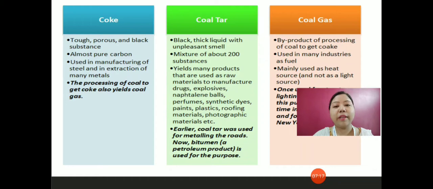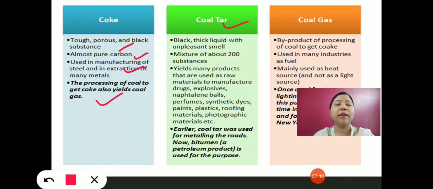Now let us look at the uses of coke, coal tar and coal gas. So coke is a tough, porous and black substance, and almost it is pure carbon. It is used in the manufacture of steel and in extraction of many metals. The processing of coal to get coke also yields coal gas.